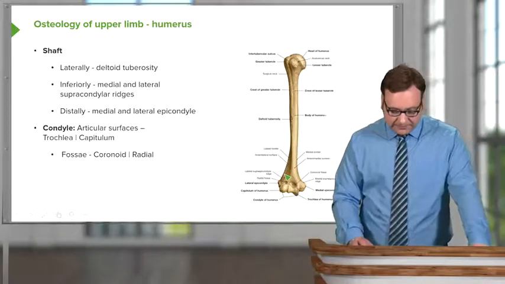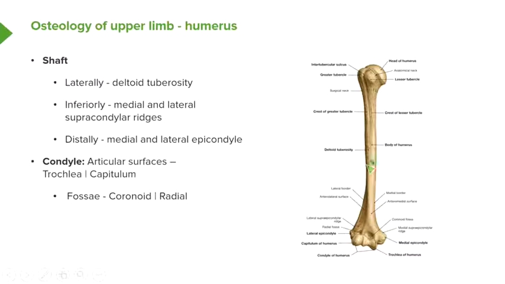We can also see, on the lateral aspect, again, we've got the head here, so this is the medial aspect. On the lateral aspect, we have a groove here, and that is known as the deltoid tuberosity. And that's the attachment site for the deltoid muscle. So deltoid muscle attaches to the deltoid tuberosity we can see here.